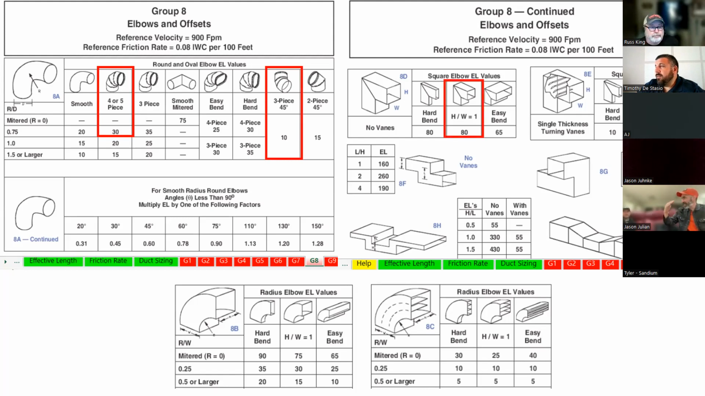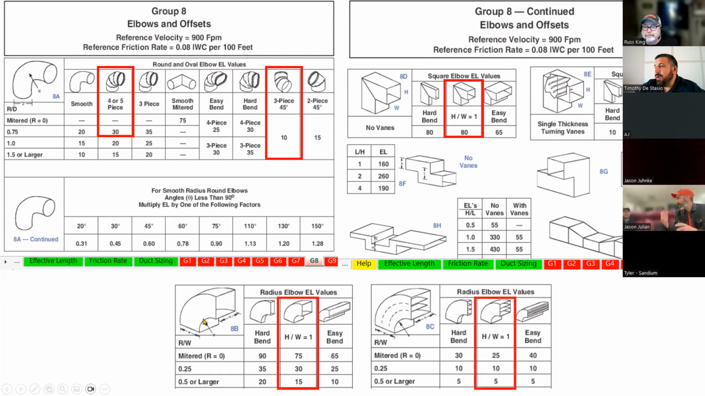Here are some big things, though. Try to avoid these squared elbows, because notice how this elbow here has 80 equivalent feet of length, and this one with turning vanes is only down to 10. Now, obviously, this one's going to cost more, but that's a pretty significant difference there.